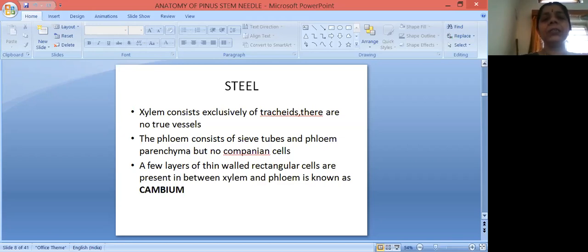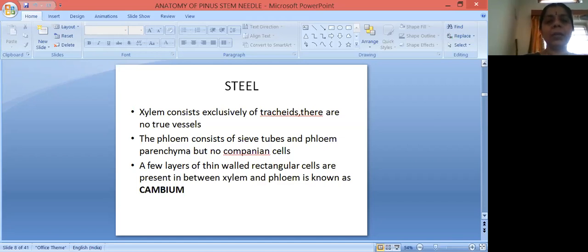Our phloem cells are nothing but sieve tubes, and phloem parenchyma. Both are present in the phloem, but companion cells are absent in the phloem. So companion cells are absent, and vessels are absent in the xylem. Companion cells absent in the phloem is the important characteristic feature of the Pinus stem.